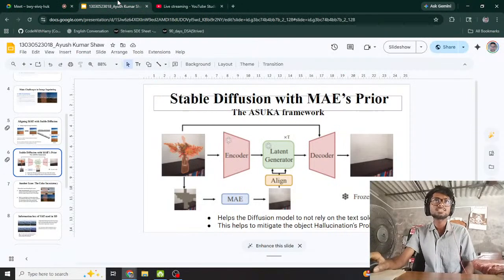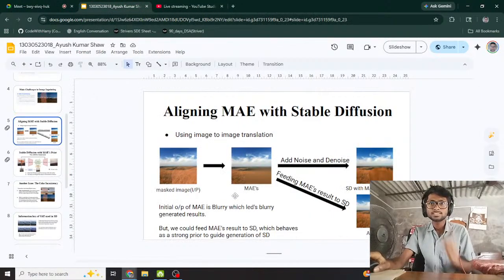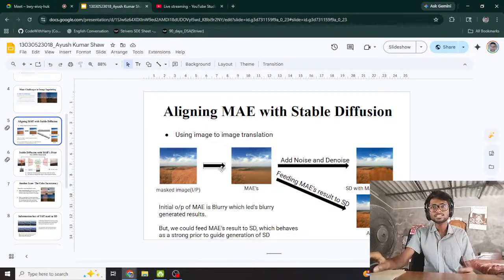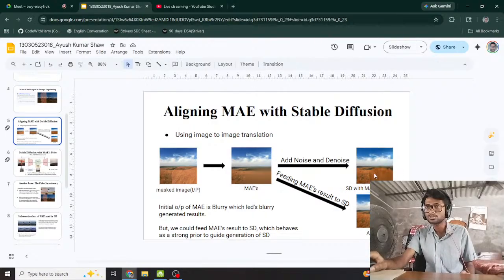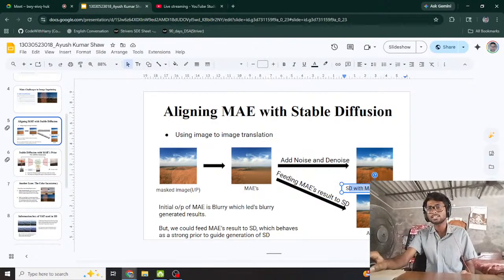No, sir, that's not the case. Basically, MAE itself can generate the masked portion. If we add noise and denoise it, then stable diffusion will generate the output. So this is the output using stable diffusion, with MAE as the initial latent.